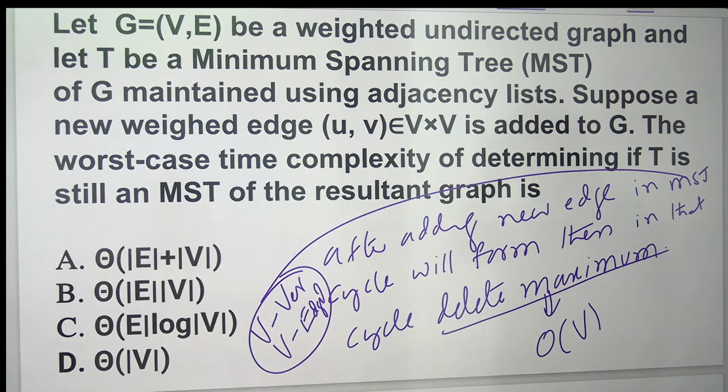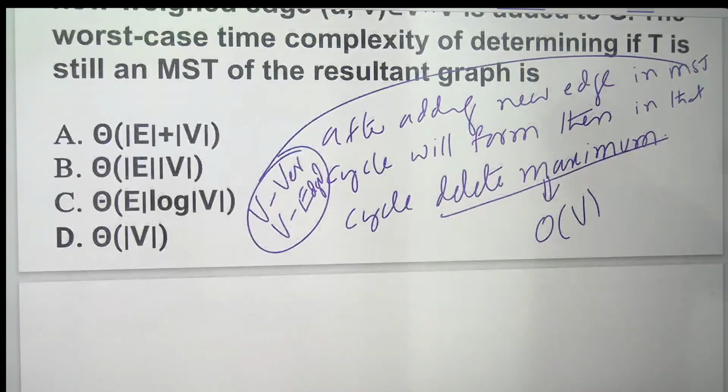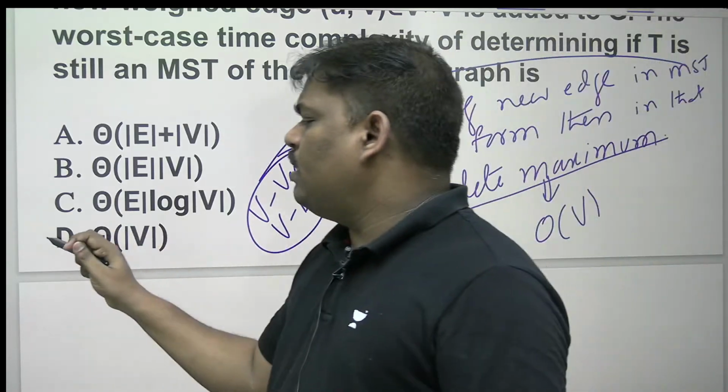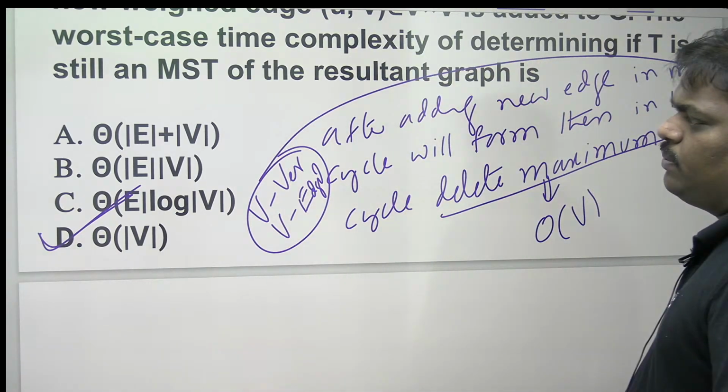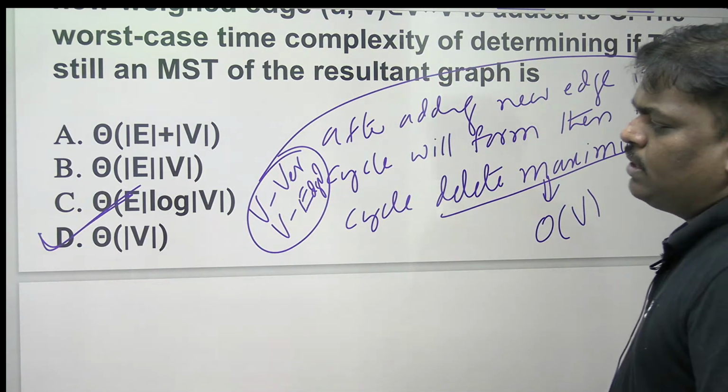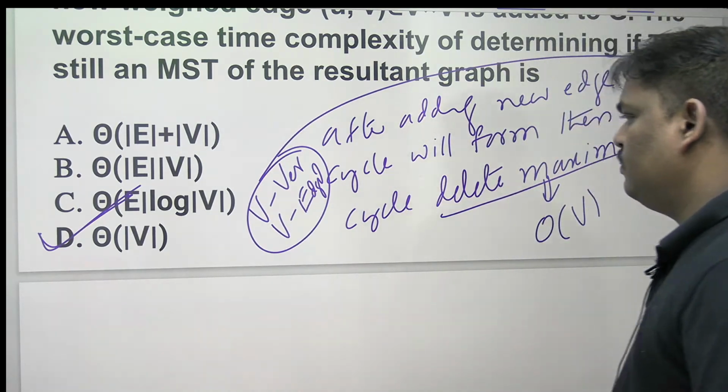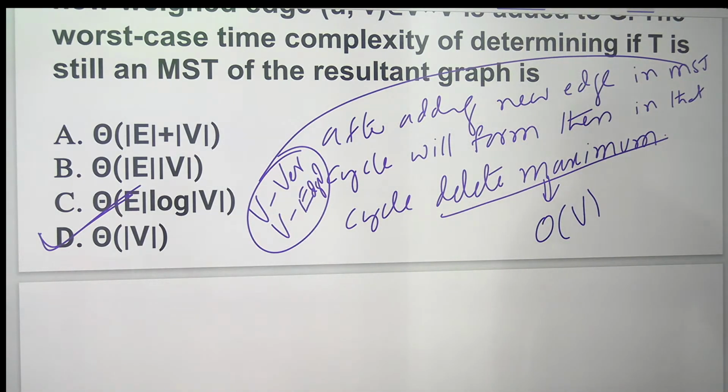It is something like finding a maximum element in the given array, one scan. By finding the maximum element in the array, you can delete it, which will take V time. So the answer is going to be D, the fourth option. Fine, perfect. So that is the answer for that.